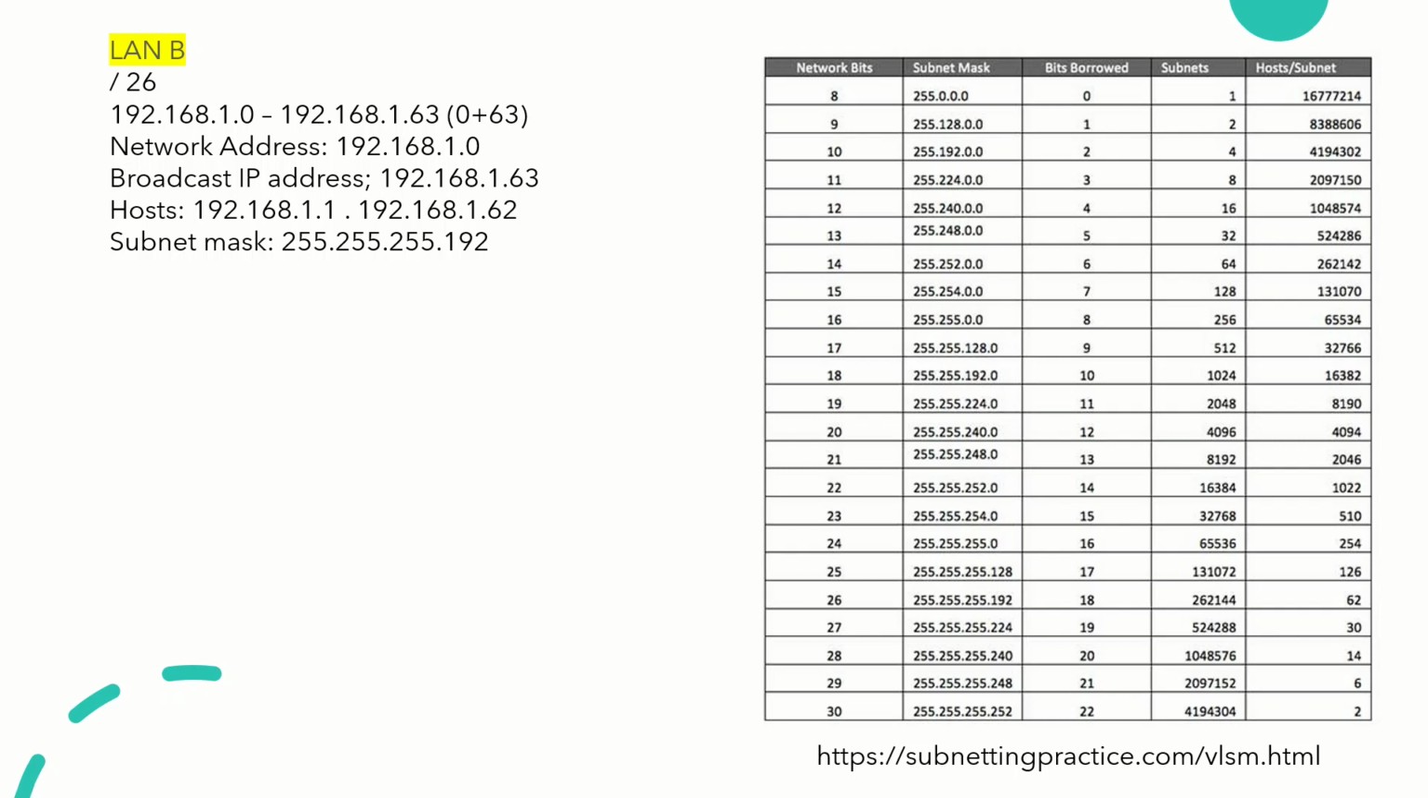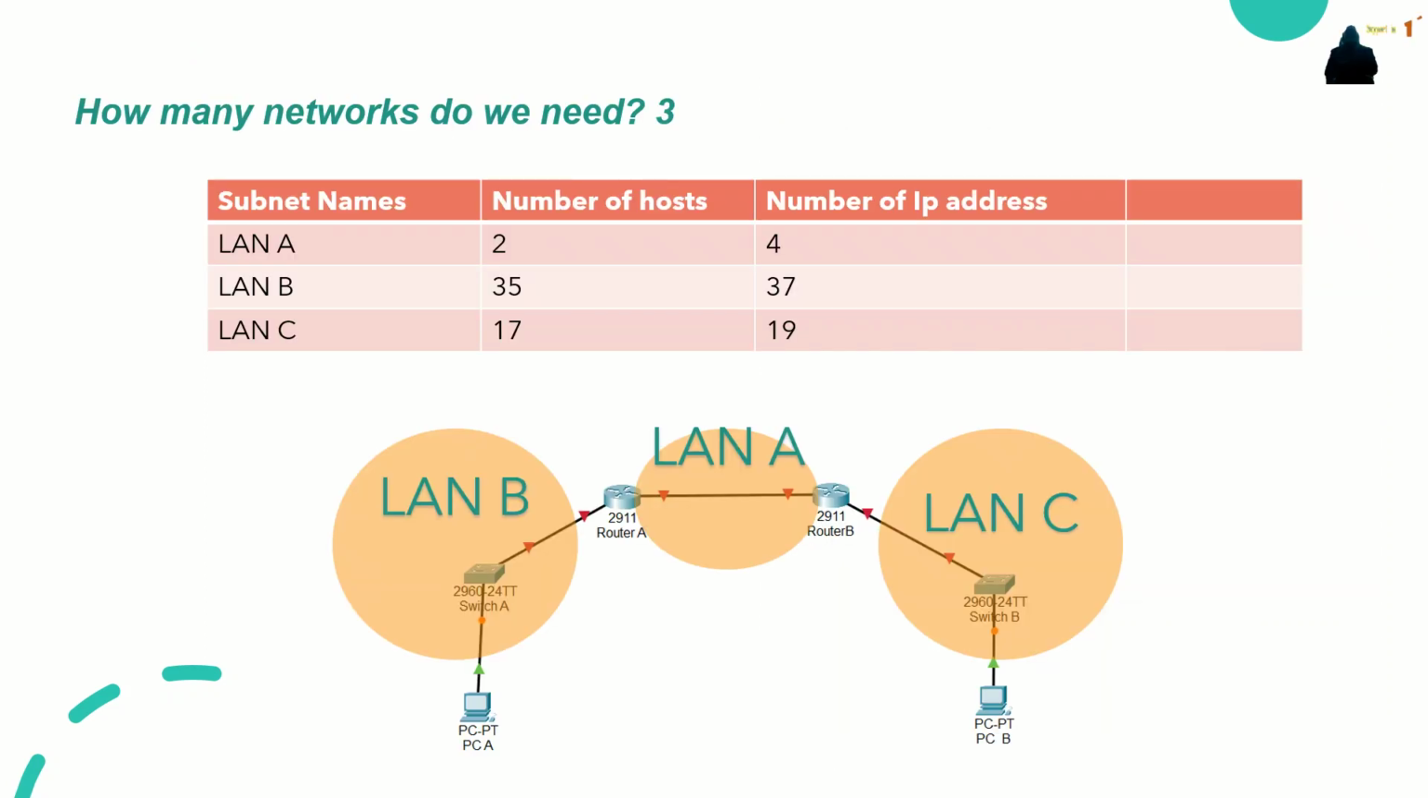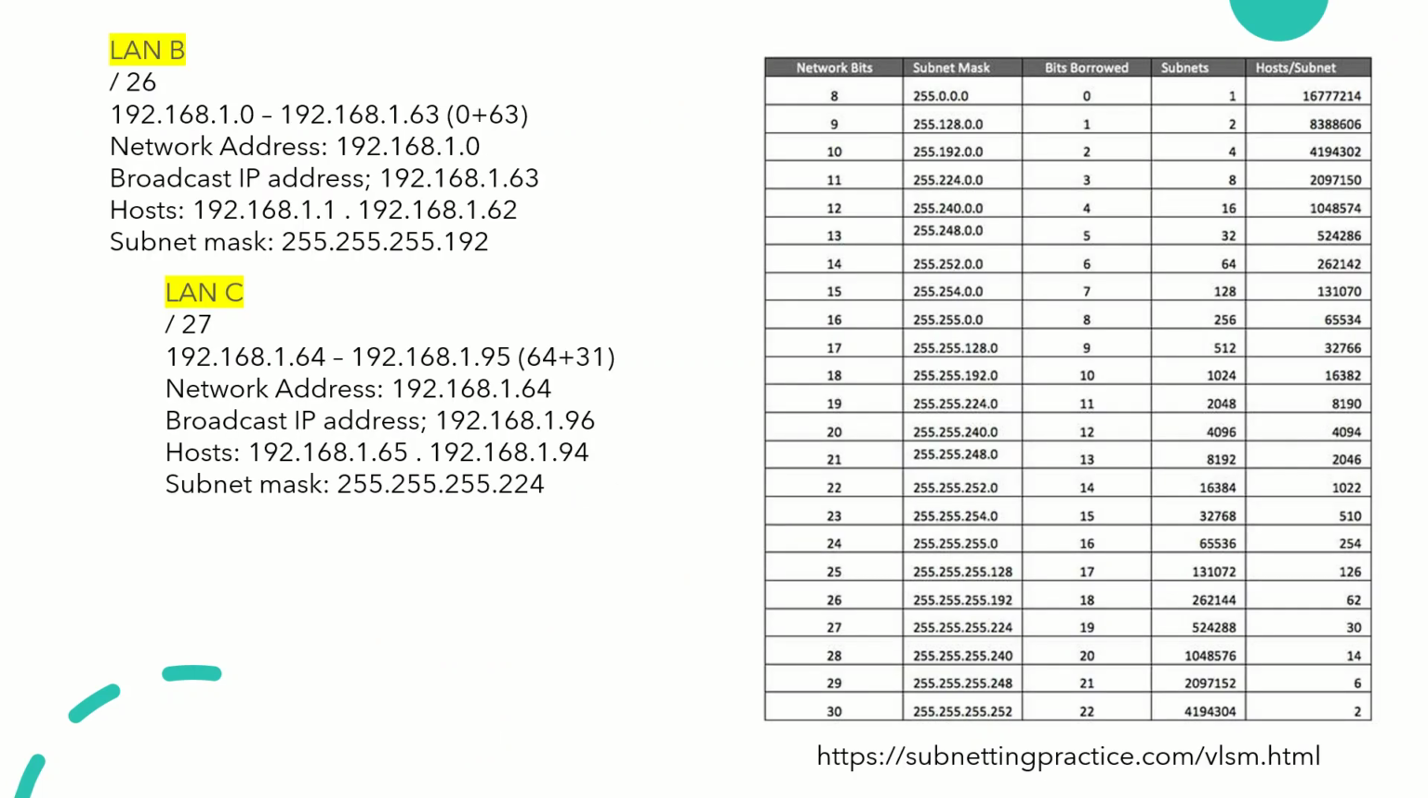But what about LAN C, where we should have 17 hosts? For 17 hosts, you should use this one. You can see hosts 30. You should use /27, and this is the subnet mask. This is here. You have it written.